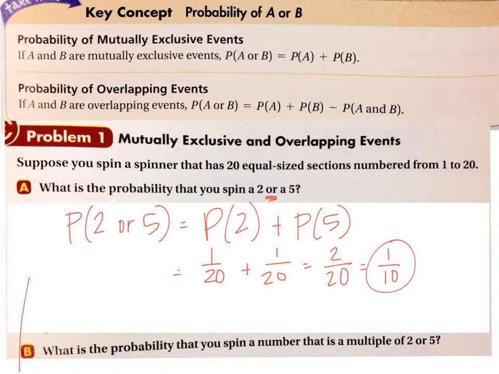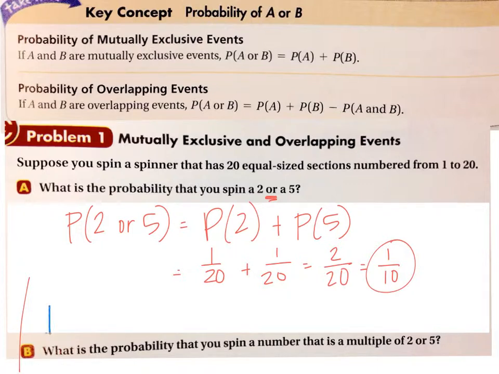Then, if you'll look at the next question, the probability that you spin a multiple of 2 or 5, they're talking about multiples of both of them. Now, what are the multiples of 2? 2, 4, 6, 8, 10, and it keeps going. And then what are the multiples of 5? 5, 10. You see how 10 is in both of them? So those do overlap every now and then.